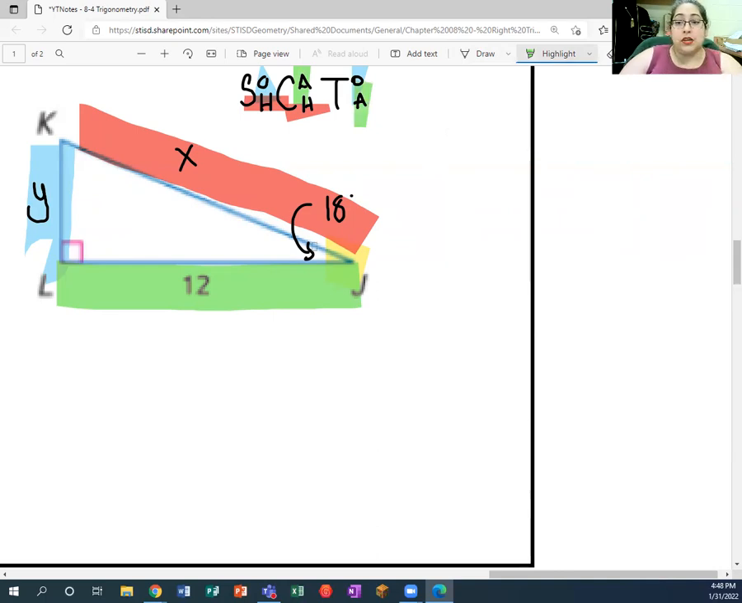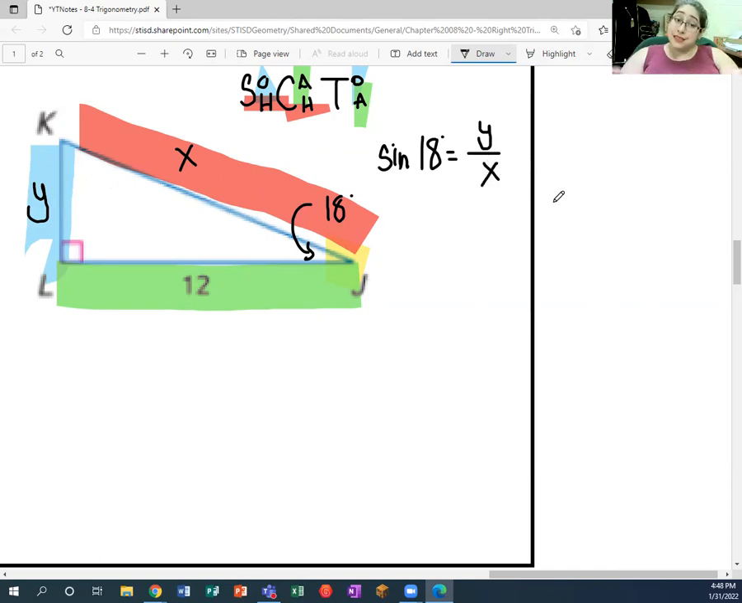All right, as I look at angle J, I'm going to go ahead and try to set up the sine of this thing. So the sine of 18 degrees, and it's written this way, equals the side opposite that divided by the hypotenuse of my right triangle.